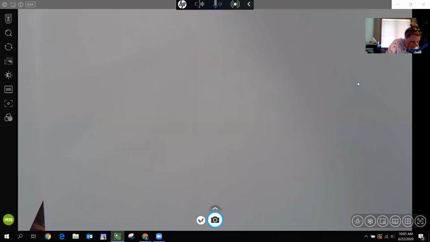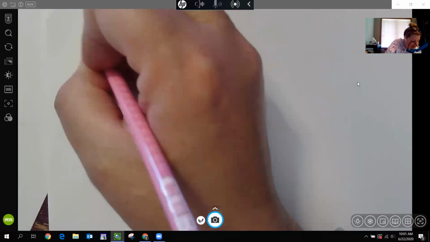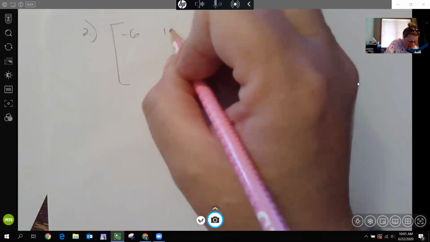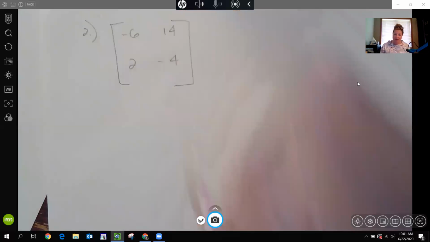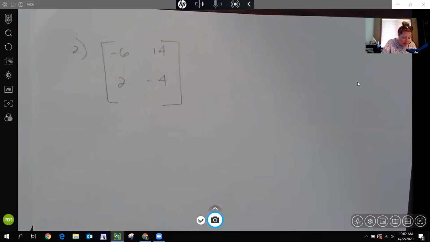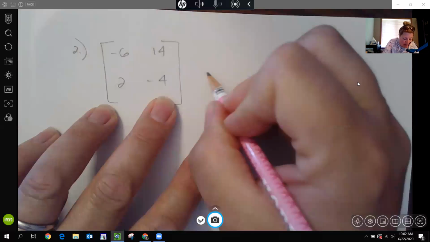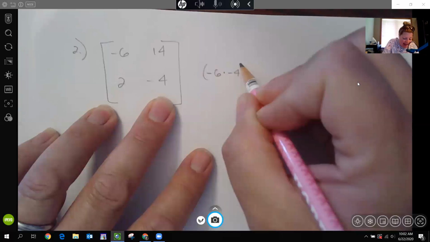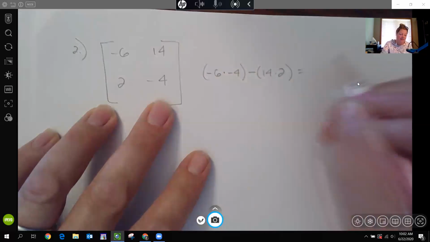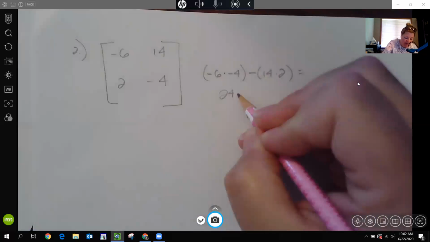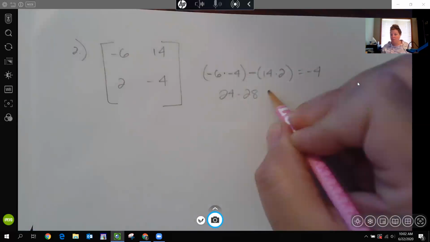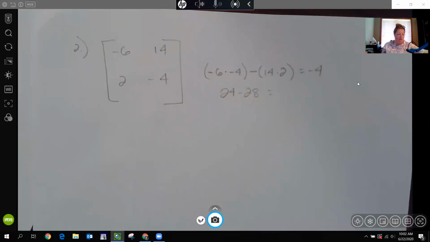Same problem really, new method. So I have these numbers here, and again, I want to find the inverse. All right, so let's use our determinant method. The determinant says this one times this one, so -6 times -4, and then you take that answer and subtract off 14 times 2. Well, that's going to be 24 minus 28. So I get -4. That's our determinant.